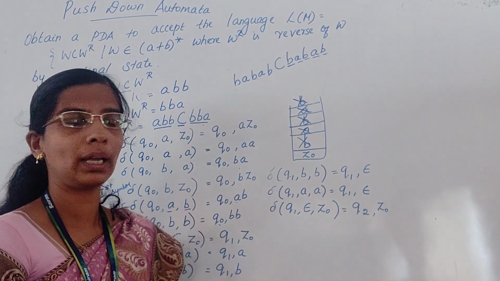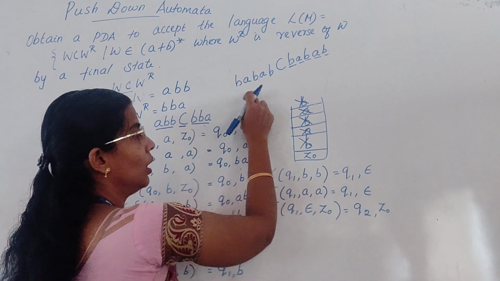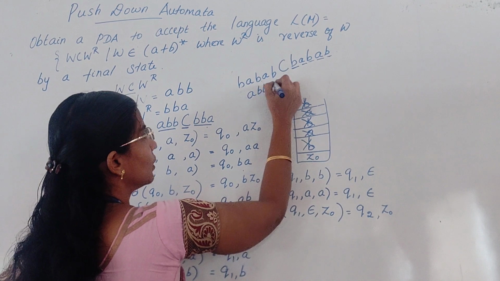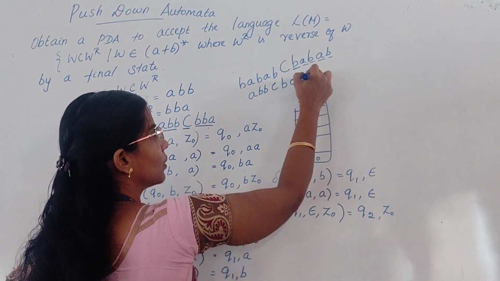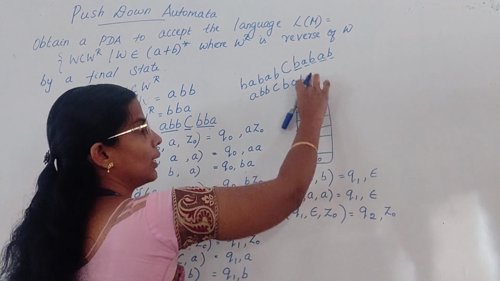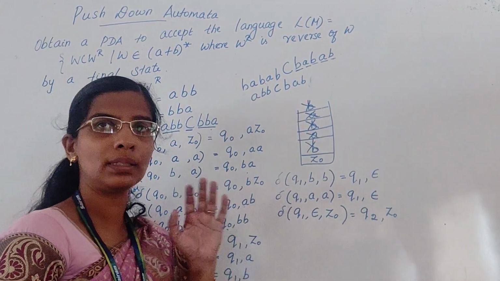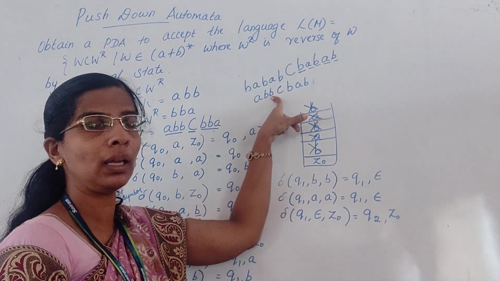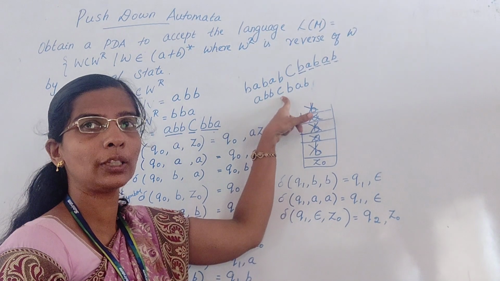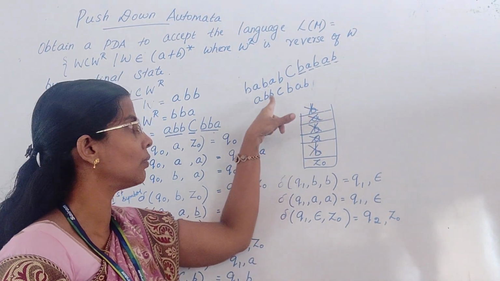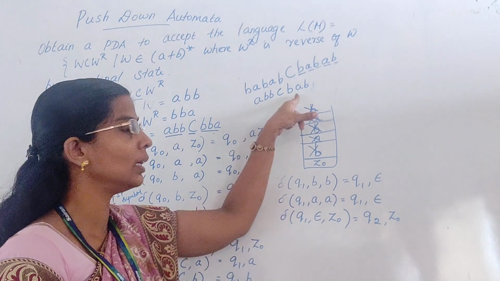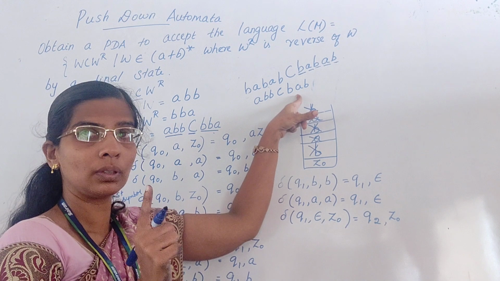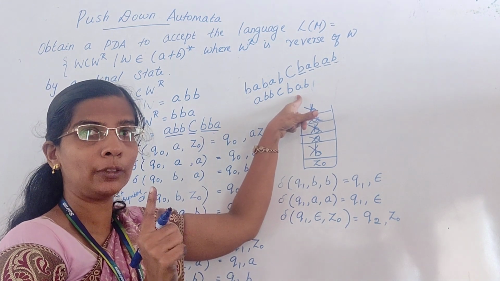Students, we will see one more example. Right now, suppose you have a string like this: A, B, B, C. By seeing this string, you can know W is ABB, and after this separator C, I should have reverse of W. What is reverse of W? I should write this string in reverse. Then only my string will be a palindrome string.